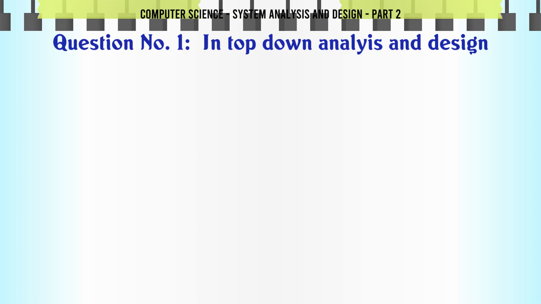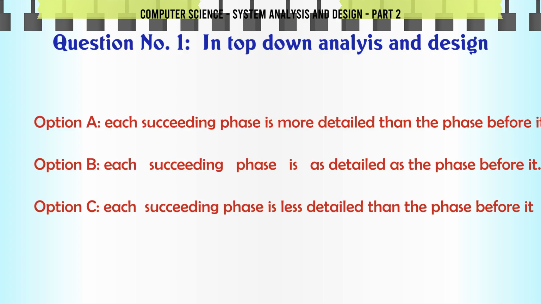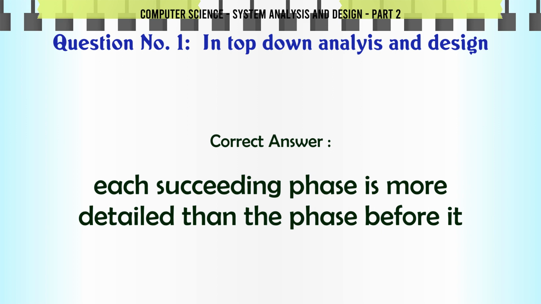In top-down analysis and design, each succeeding phase is more detailed than the phase before it. B. Each succeeding phase is as detailed as the phase before it. C. Each succeeding phase is less detailed than the phase before it. D. All of the above. The correct answer is each succeeding phase is more detailed than the phase before it.